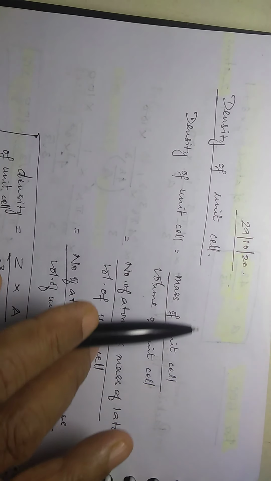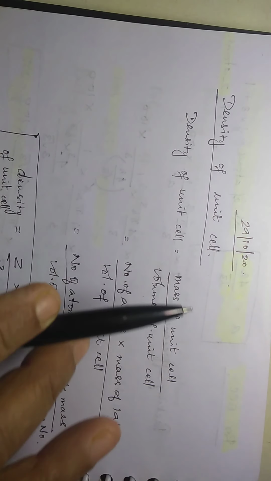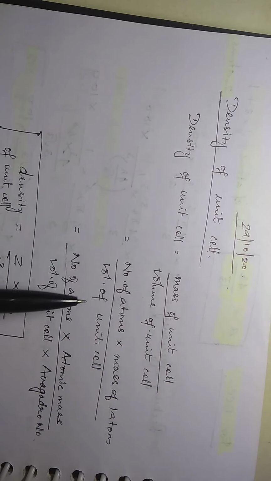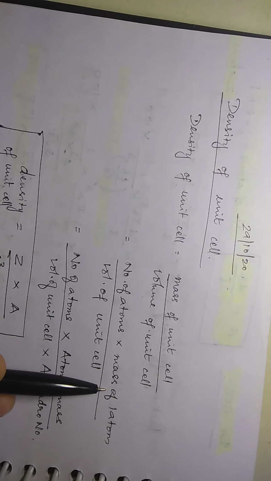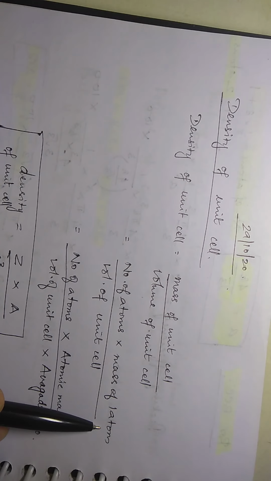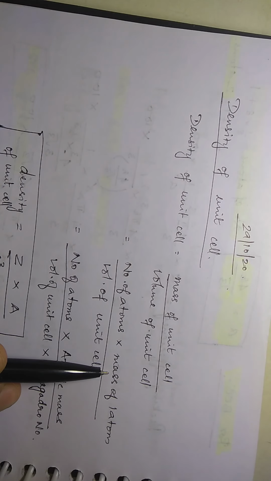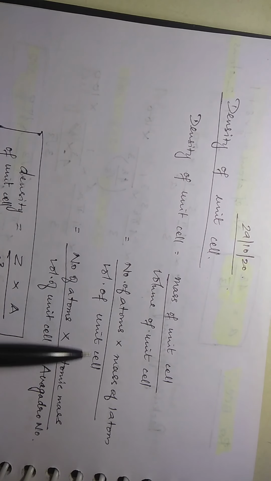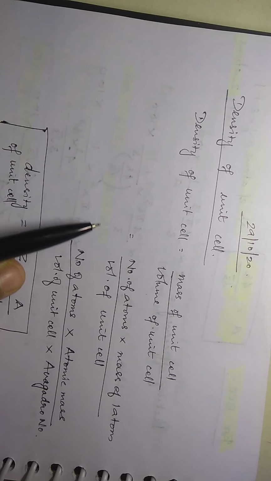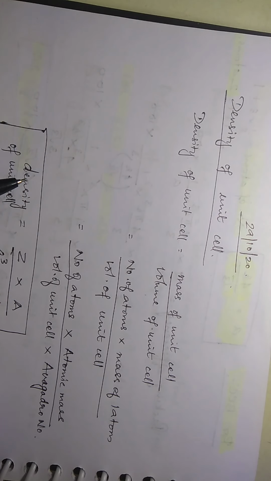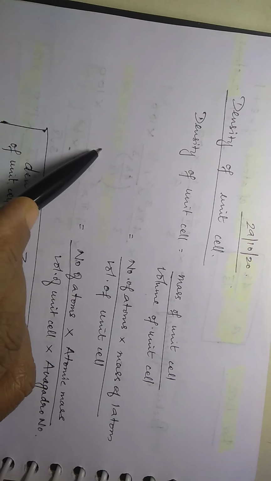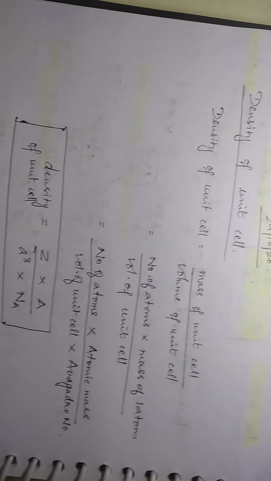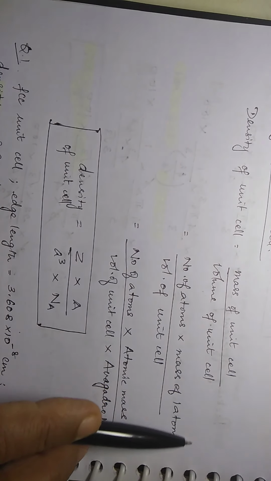Now, mass of unit cell is made up of what? Atoms, isn't it? So this mass of unit cell can be written as number of atoms into mass of one atom. However many atoms are there, that into its mass, upon volume of unit cell. Volume of unit cell is what? We are talking about cubic unit cell, so side of the cube is a. So volume of unit cell is a cube. Right? Okay. Now this mass of one atom.